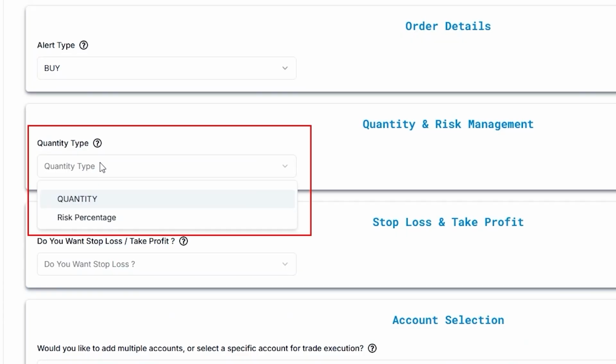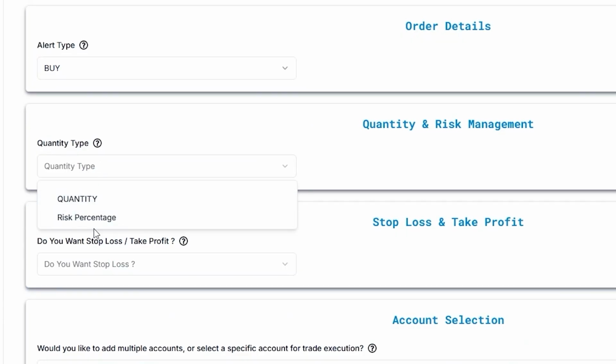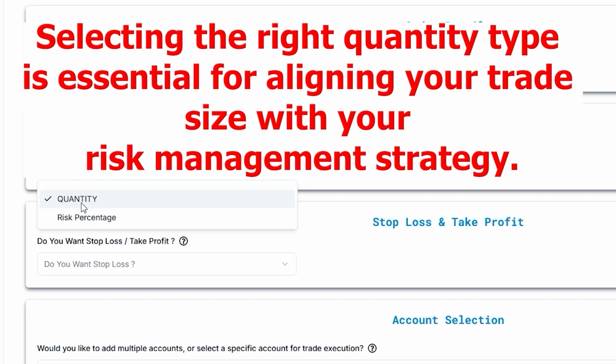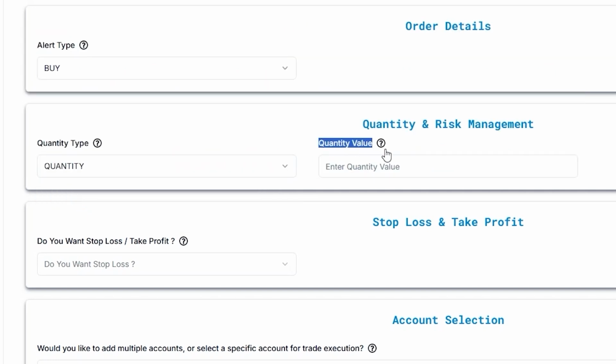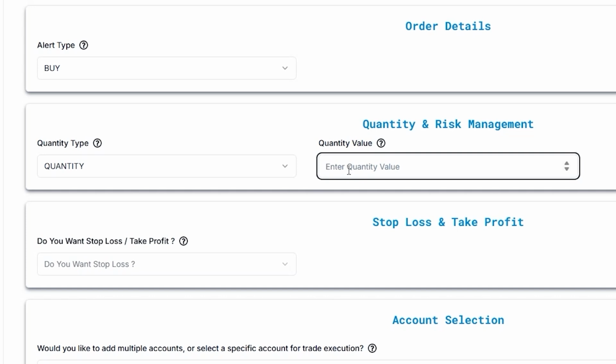Next, we have the quantity type, quantity and risk percentage. Selecting the right quantity type is essential for aligning your trade size with your risk management strategy. When you select quantity, you have this option. If you want to trade on one contract, here you will put one.